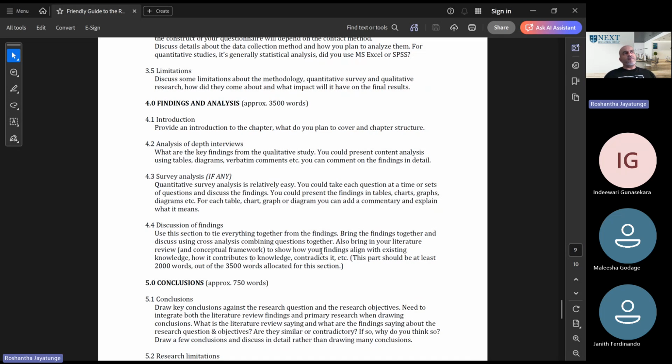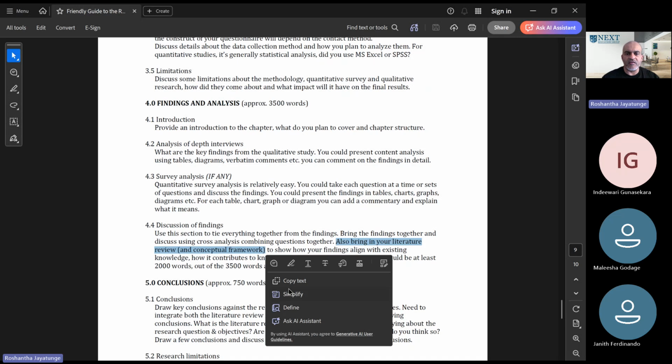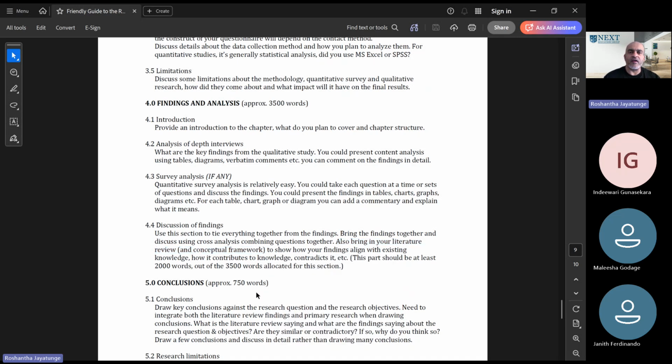That means if you had a particular response to a question you asked somebody during the interview, what did your survey questions reveal about that similar question? What did the larger number of people say, and how is it similar or different to what the interviewee said? Also remember that you're bringing your literature review and conceptual framework to show your findings, how it aligns with existing knowledge or how it contributes to knowledge, contradicts it.